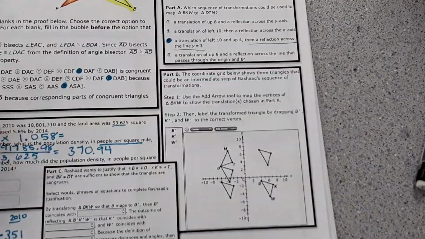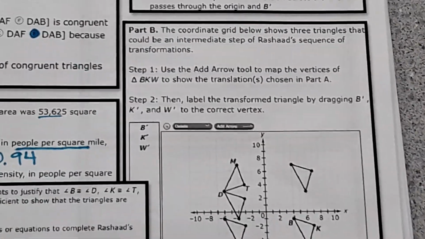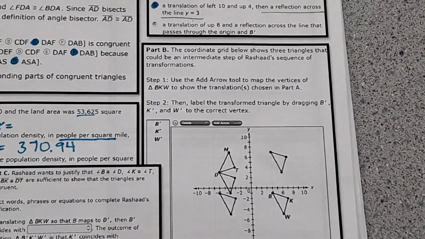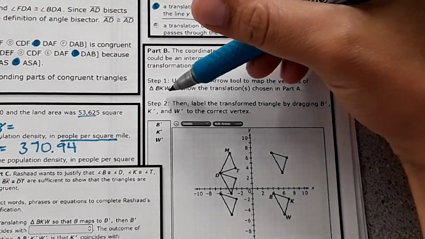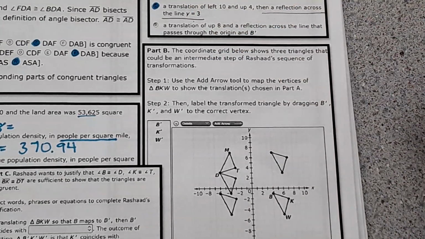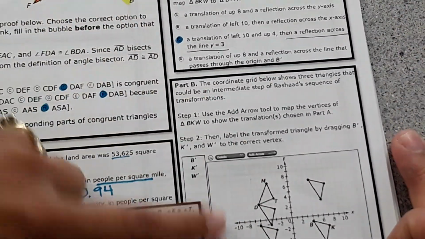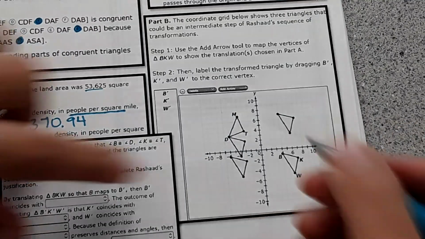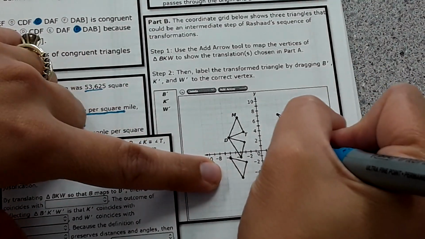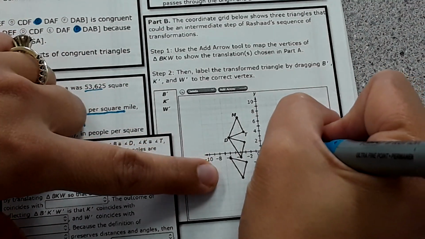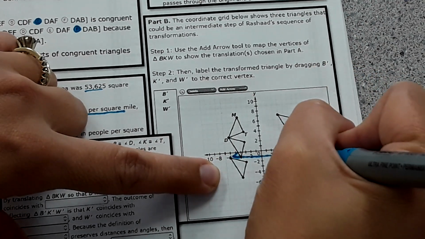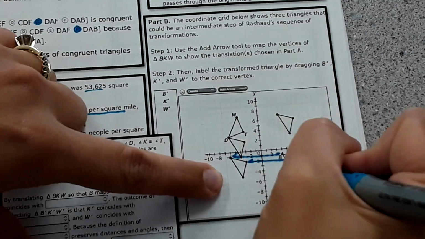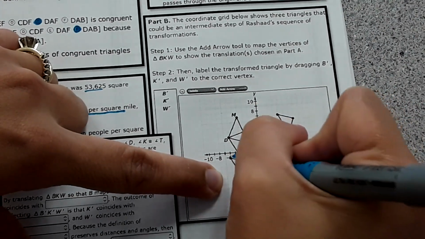Next part, this is kind of a weird format. You probably haven't seen this format before. It says, use the add arrow tool to map the vertices of triangle BKW to show the translation chosen in part A. So you really had to get this part right to get this right. So what we did was we translated this to the left 10. So from B to B prime, it goes over here. K goes over left 10, and W, left 10.